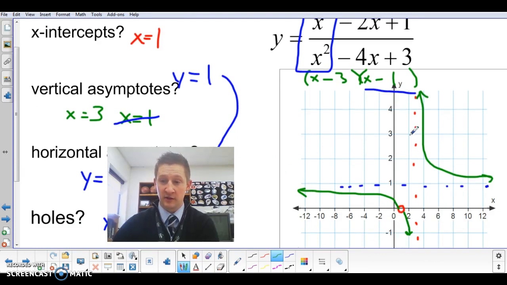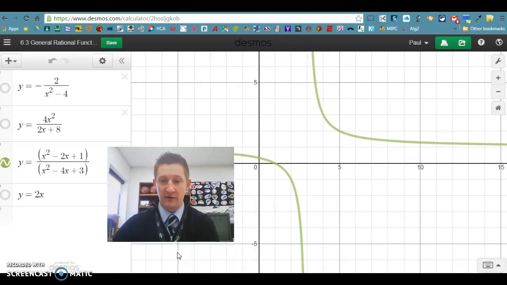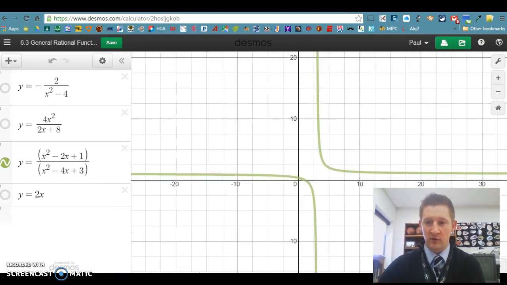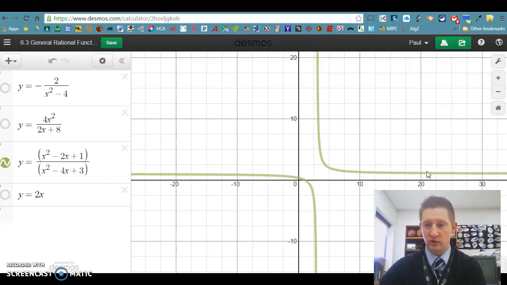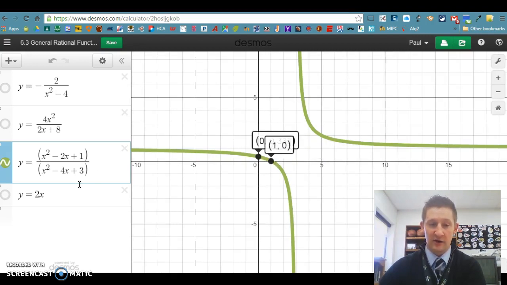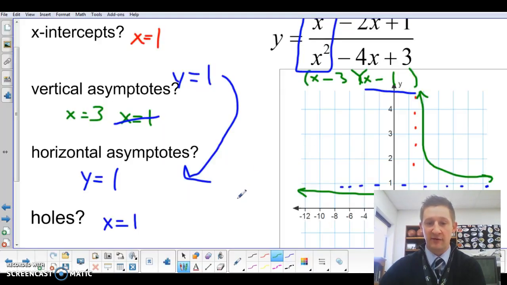So that's why the graph looks a little bit different than we might have expected, but it works out okay. You'll notice too, where's my horizontal asymptote? It looks like we're getting closer and closer to 1 on both sides, with a vertical asymptote at 3, just like we predicted, and a hole at (1, 0). Try to click on it. Yeah, it says it exists, but in reality, it's not actually there. So that's looking at graphing some general rational functions, finding vertical asymptotes, horizontal asymptotes, x-intercepts, and holes. Good luck.